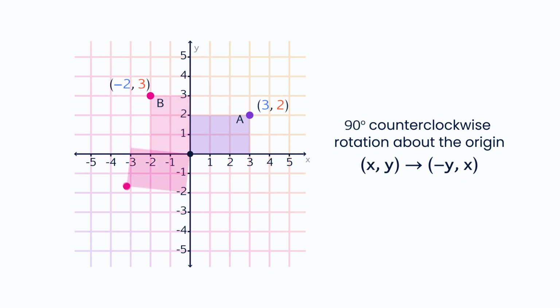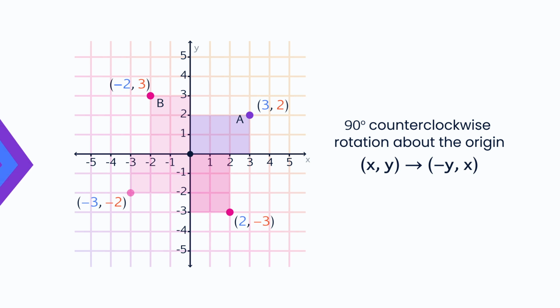You can do the same for a rotation from the second to the third quadrant. (-2, 3) moves to (-3, -2). Then, from the third to the fourth quadrant, (-3, -2) moves to (2, -3). And finally, from the fourth to the first quadrant, (2, -3) moves to (3, 2). The result will always be the same: (x, y) moves to (-y, x).